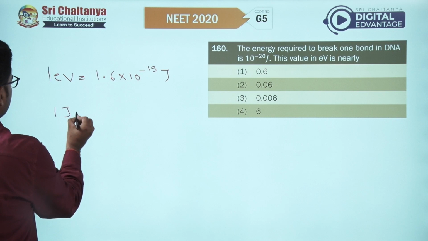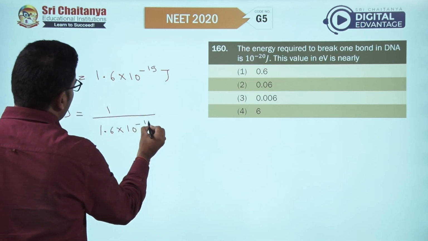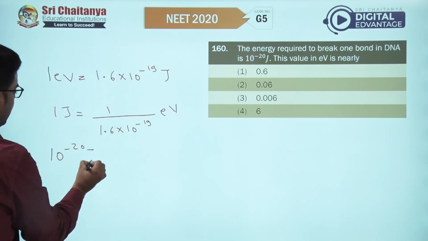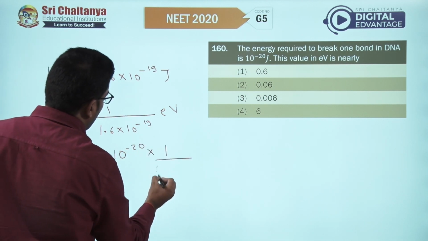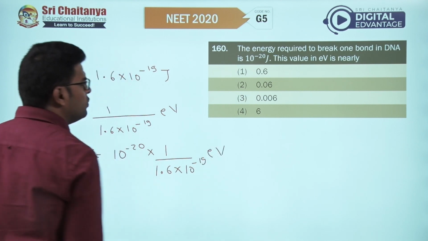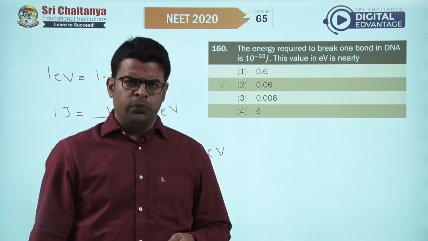So you can say that 1 joule is 1 by 1.6 into 10 raised to the power of minus 19 electron volt. So 10 raised to the power of minus 20 joule is equal to 10 raised to the power of minus 20 times 1 by 1.6 into 10 raised to the power of minus 19 electron volt, which on solving comes out to be 0.06. That is option number 2.